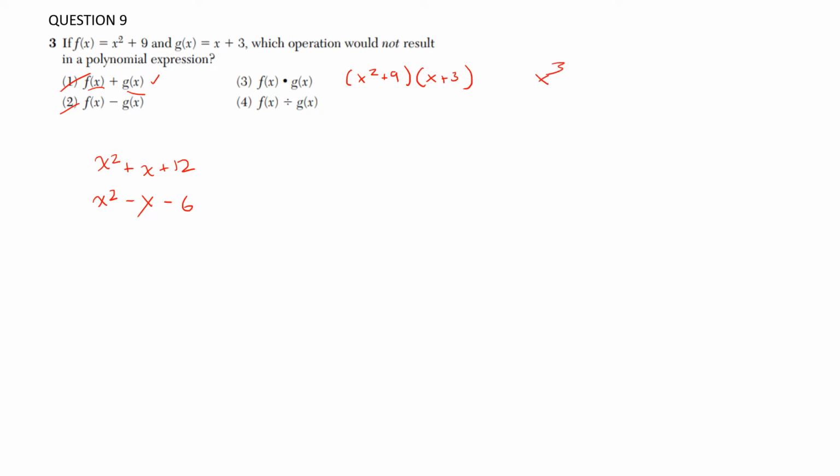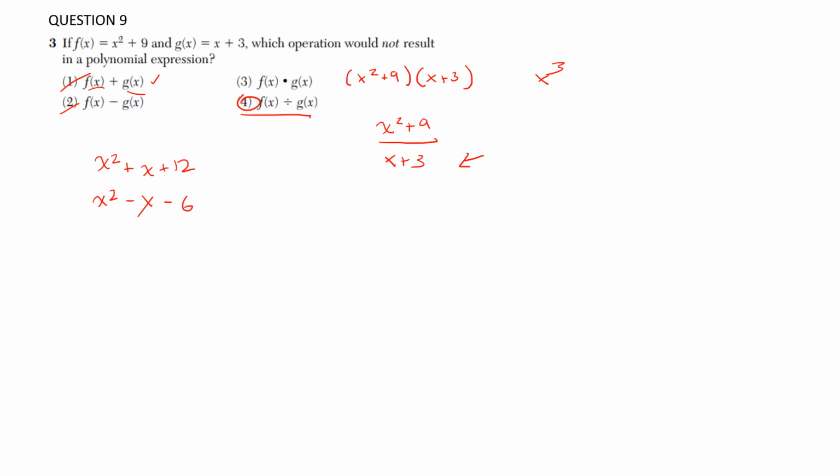But finally, in this last answer choice, you have f of x divided by g of x. Now that offers some very weird results, because you have x squared plus 9 over x plus 3. Now, polynomials can't have their variable in the denominator. So that would be our answer.